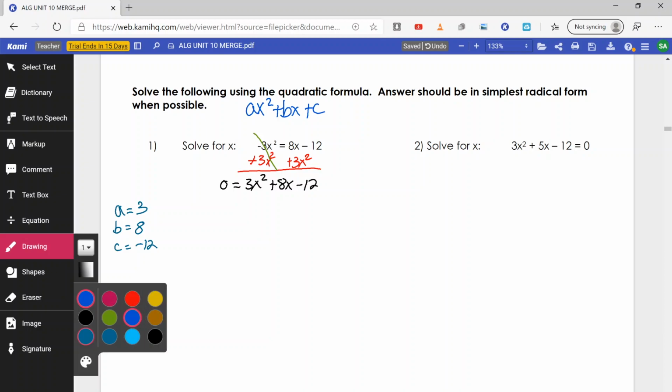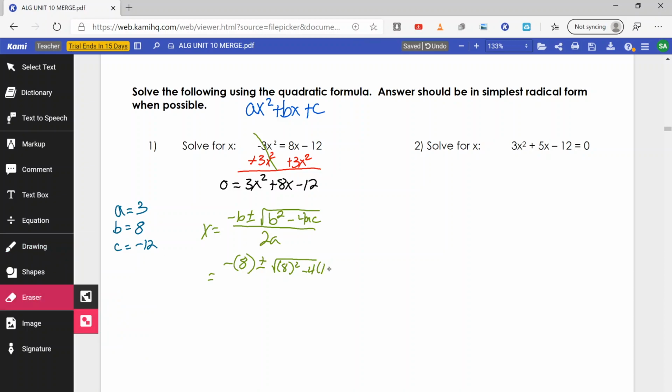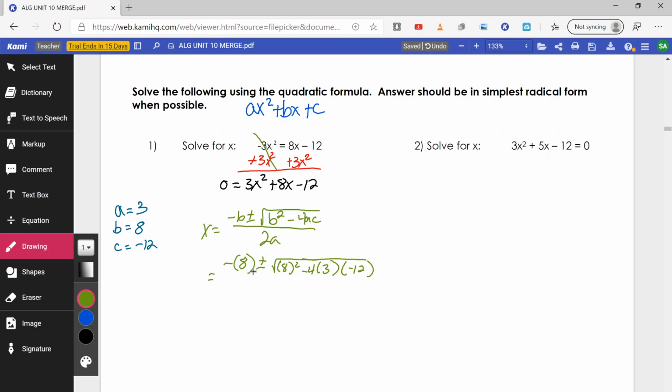What we'll do now is we will set up the quadratic formula: x equals negative b plus or minus the square root of b squared minus 4ac over 2a. And everywhere there's an a, b, and c, I'm going to replace with its respective letter. So negative value of b, so negative value of 8, plus or minus the square root of 8 squared minus 4 times a, 3, times c, negative 12. And that's all over 2 times a, 2 times 3.